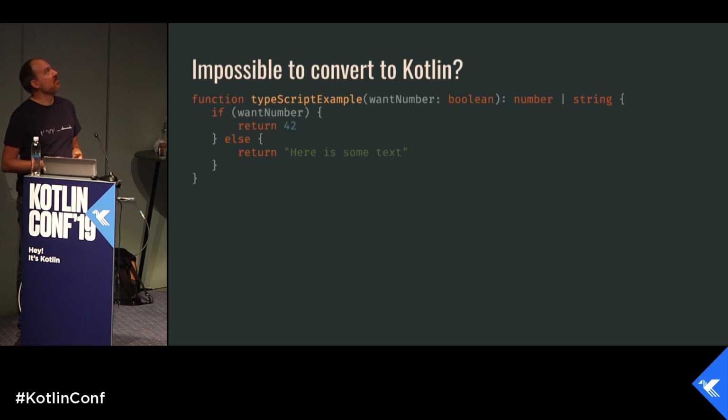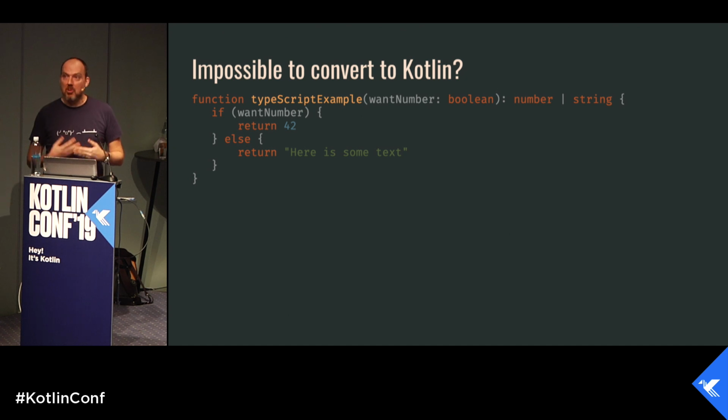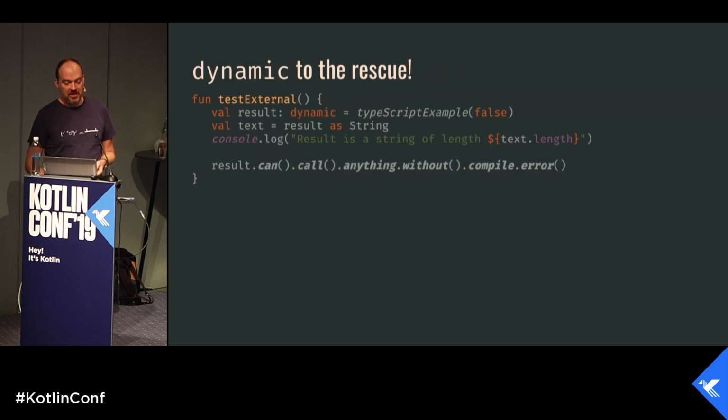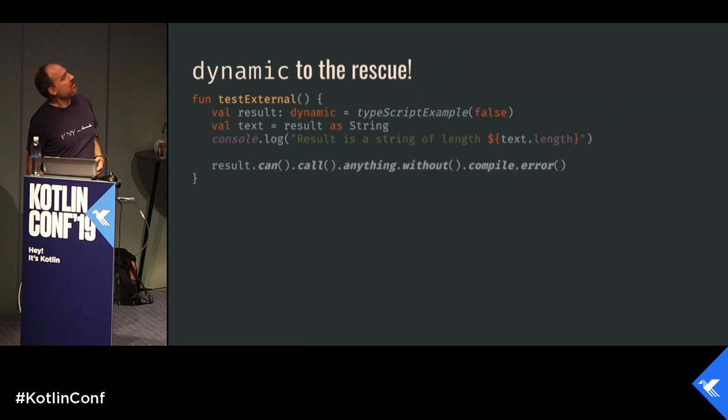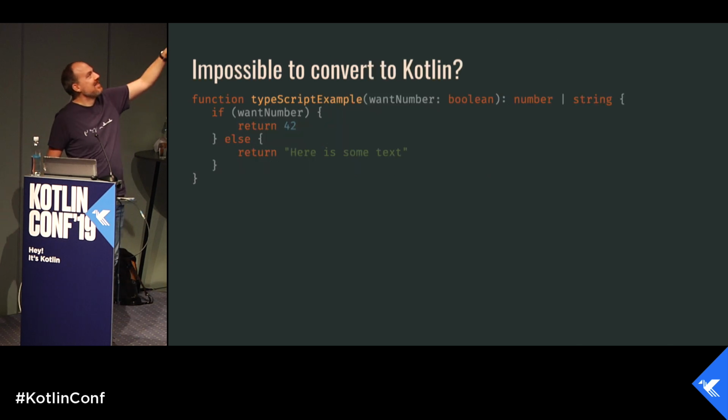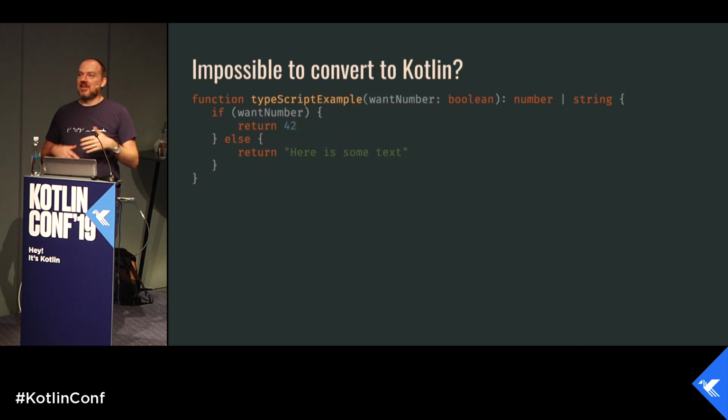So remember this TypeScript thing where it returns a union of number or string. How would we implement that in Kotlin? How would we define this function? Well, what we do in the external definition is we add dynamic as a return value.